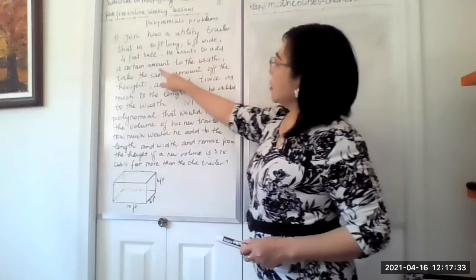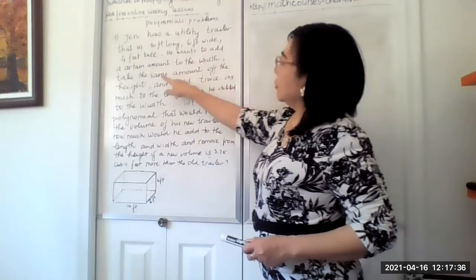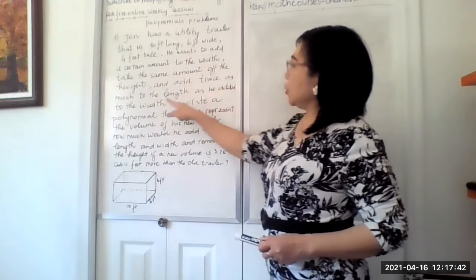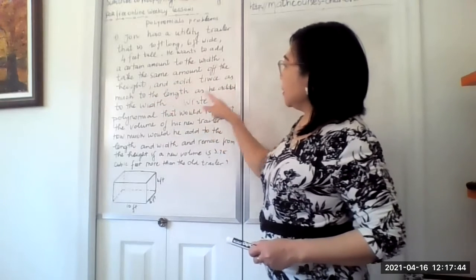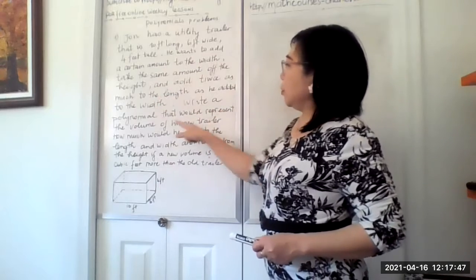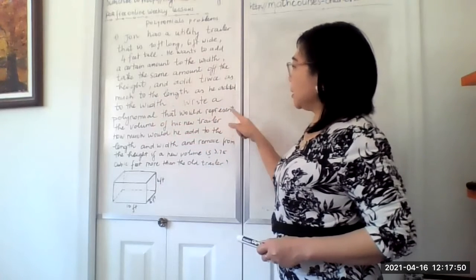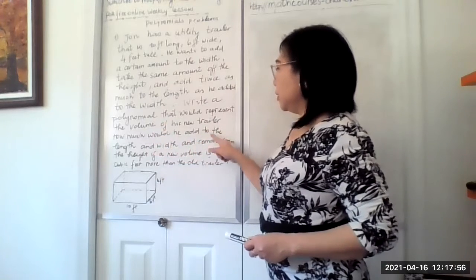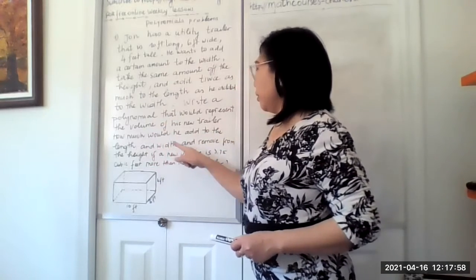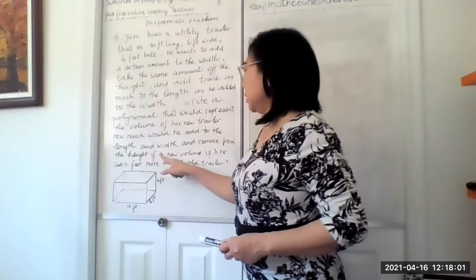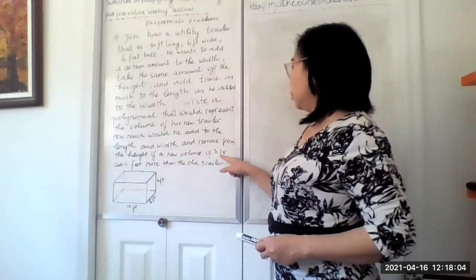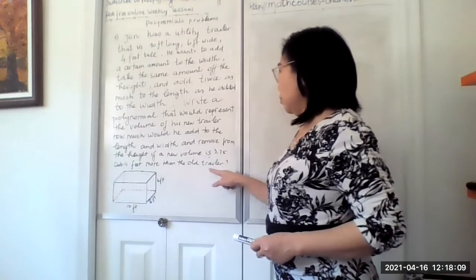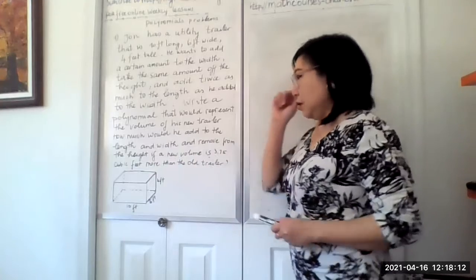He wants to add a certain amount to the width, take the same amount off the height, and add twice as much to the length as he added to the width. Write a polynomial that would represent the volume of his new trailer. How much would he add to the length and width and remove from the height if the new volume is 3.75 cubic feet more than the old trailer?